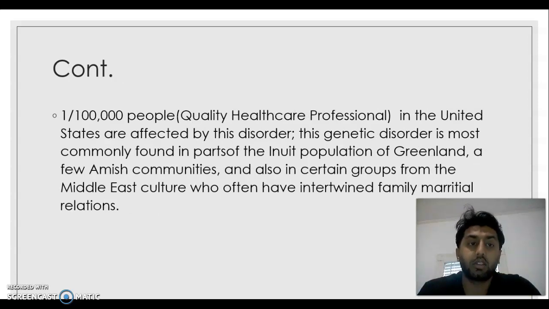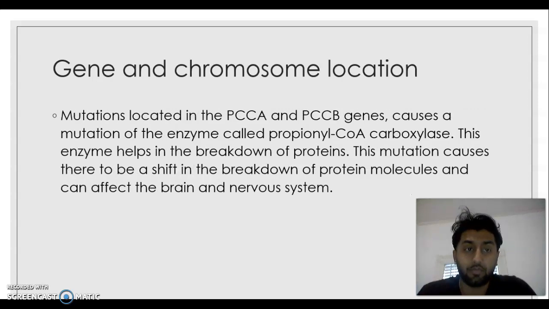Continuing with more statistics, 1 out of 100,000 people in the United States, based on quality health professionals, are affected by this disorder. This genetic disorder is most commonly found in parts of the Inuit population of Greenland, a few Amish communities, and also in certain groups from Middle Eastern cultures, who often have intertwined family marital status.